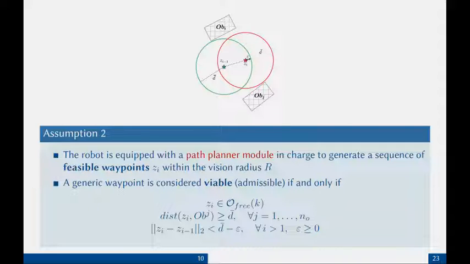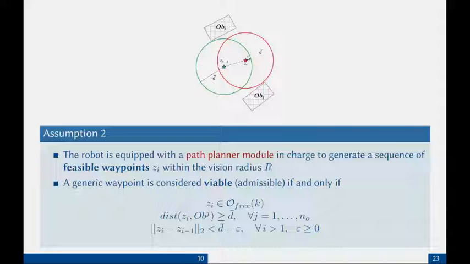First, it must belong to the current obstacle-free region. Second, it must be located at a minimum safe distance d bar from each obstacle. And third, each waypoint and the next one must be at most at a distance d bar from each other.